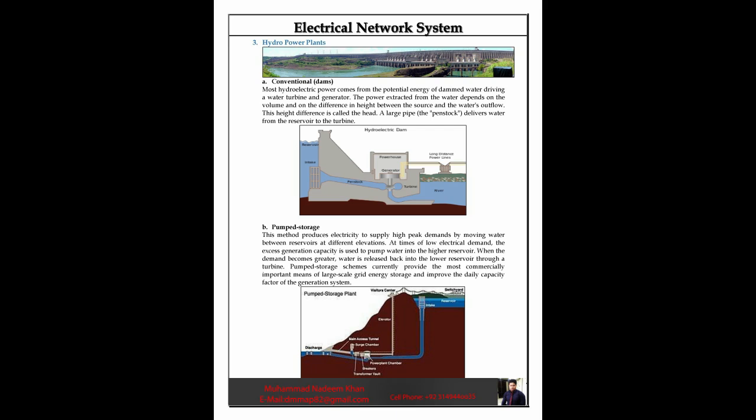B. Pumped storage. This method produces electricity to supply high peak demands by moving water between reservoirs at different elevations. At times of low electrical demand, the excess generation capacity is used to pump water into the higher reservoir.